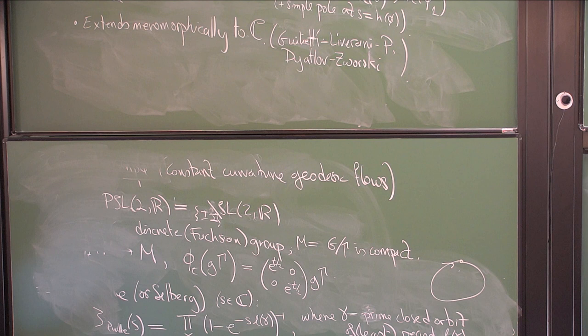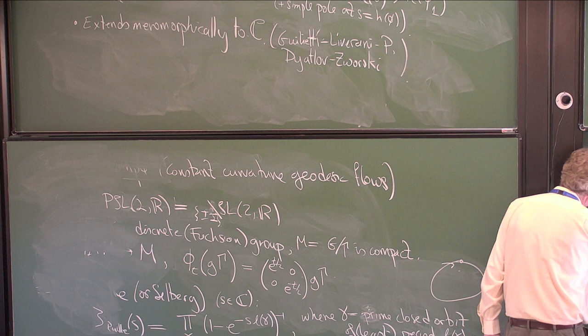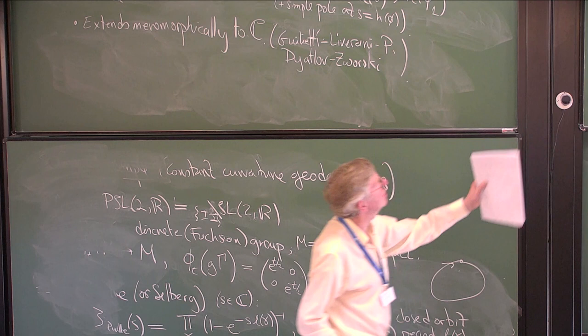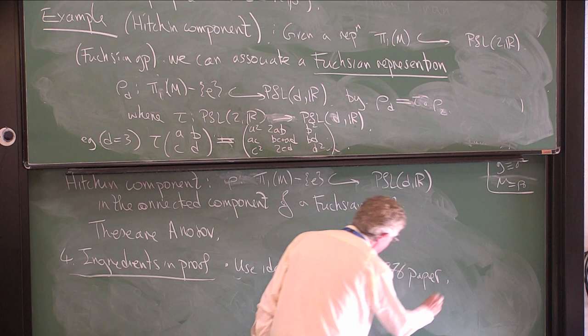So looking at my notes, I have, in the tolerance of the audience, about 5 minutes. And I have 2 sections. So let me briefly make a few comments about the proof. So, ingredients. The proof of the result about the zeta functions at the top of the board. The ingredients are basically to use ideas from the old paper on Anosov flows.